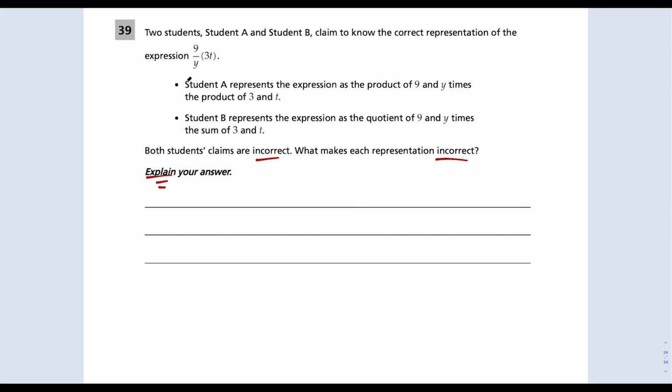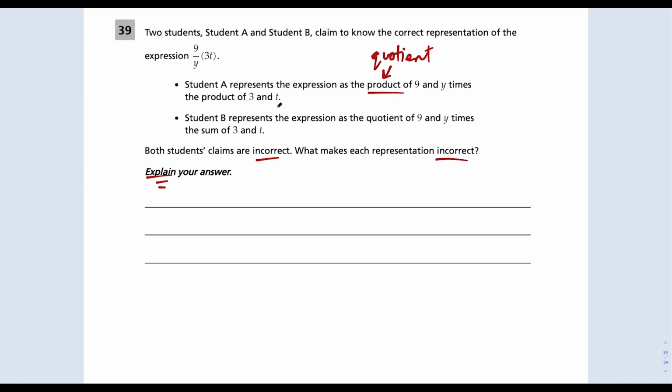So let's look at student A. Student A represents the expression as the product of 9 and y. So right away I could see that this is a mistake, that 9 and y are not being multiplied. Product means multiply. What they're actually doing is dividing 9 and y. So we could say the quotient of 9 and y. So quotient would work, or we could say dividing 9 and y. That would be better to say, but we're finding the quotient of 9 and y, and then we're multiplying that by the product of 3 and t. So that is student A's mistake.